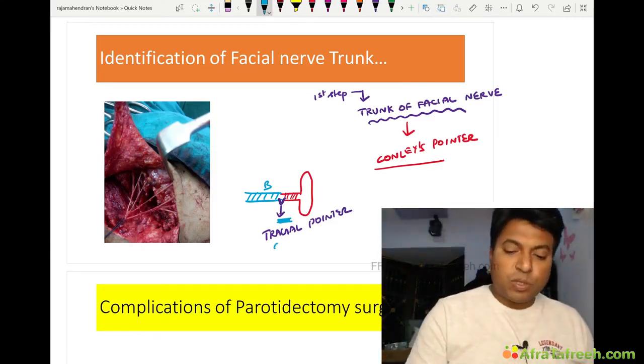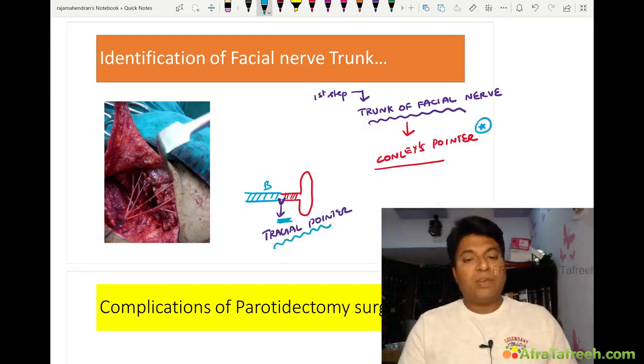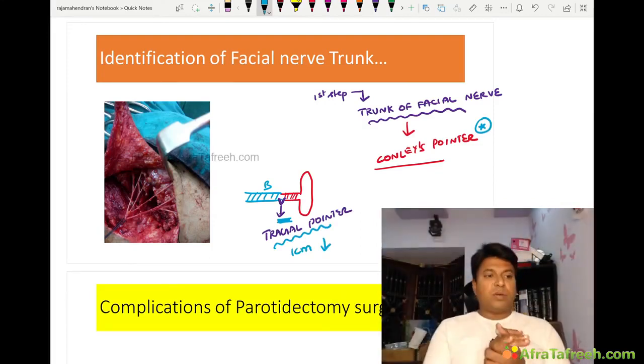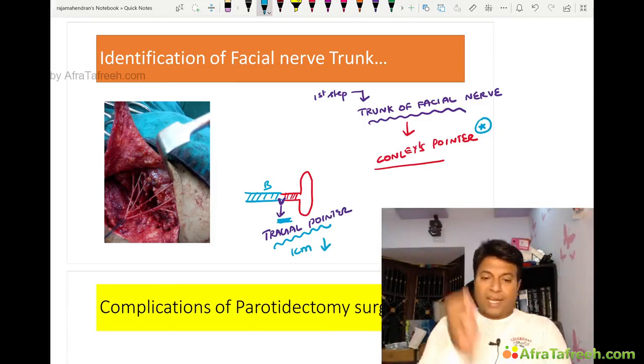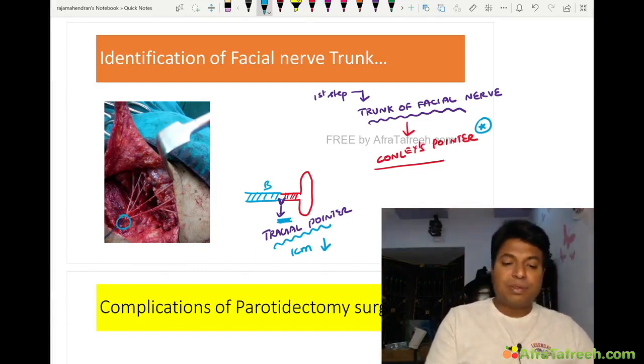So this is a high yield MCQ for your exam. Tragal pointer or Conley's pointer is how you identify the facial nerve. It is seen 1 centimeter inferior. Very good, Rajat. That's correct. So 1 centimeter inferior to the tragal pointer, you find the facial nerve. You can see here an excellent dissection being done. We have identified the facial nerve trunk, and the branches are very safely preserved in this case.